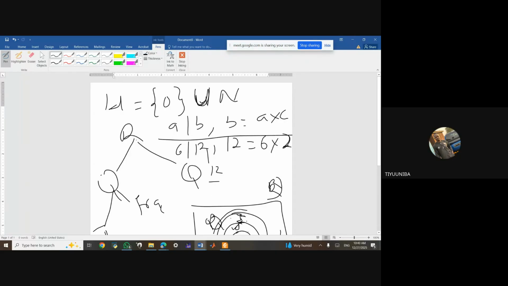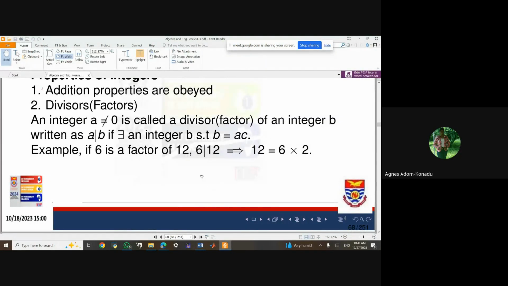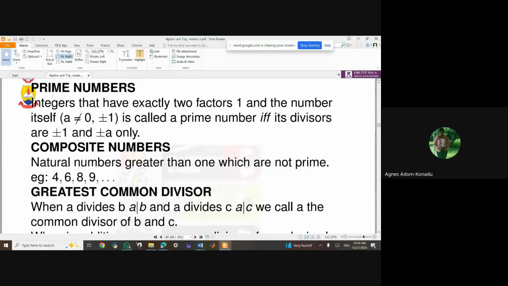Yes. Okay, let's continue. So prime numbers are numbers that have exactly 2 factors, that is 1 and the number itself. It's called a prime factor. This thing here, iff, we call it if and only if. If and only if its divisors are plus or minus 1 and plus or minus a. So prime numbers can have factors as 1 and negative 1, and plus or minus the number itself.